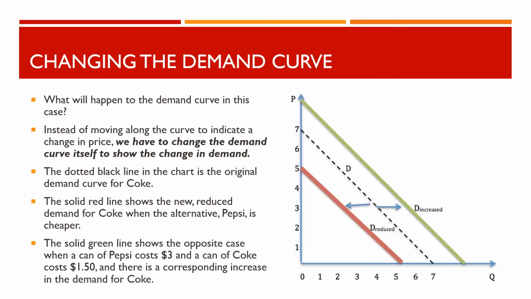So, what will happen to the demand curve in this case? Instead of moving along the curve to indicate a change in price, we have to change the demand curve itself to show the change in demand. The dotted black line in the chart is the original demand curve for Coke. The solid red line shows the new, reduced demand for Coke when the alternative, Pepsi, is cheaper. The solid green line shows the opposite case, when a can of Pepsi costs $3 and a can of Coke costs $1.50, and there is a corresponding increase in the demand for Coke.